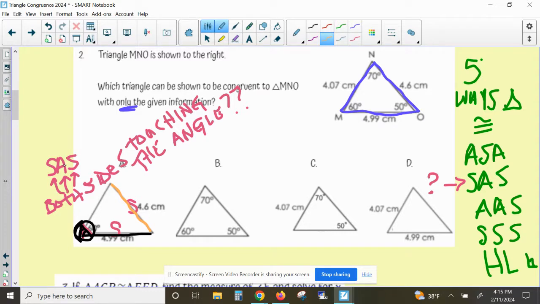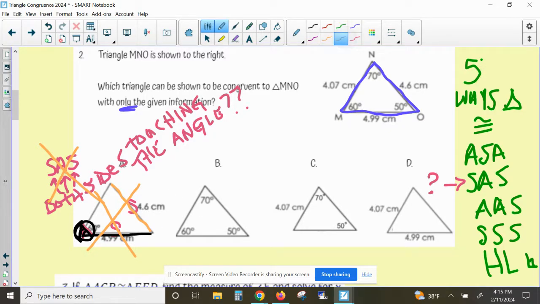So that means that I do not have side, angle, side on this picture. I actually have ASS, which we know is not a thing. So this one is out, does not work, because the only thing it could have been was side, angle, side, and nope, did not work. Okay, let's look at the next picture.